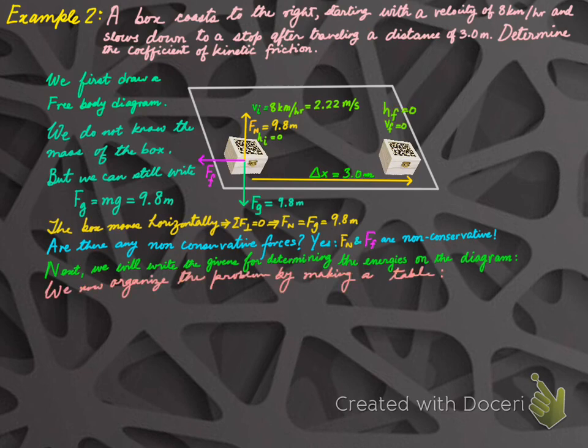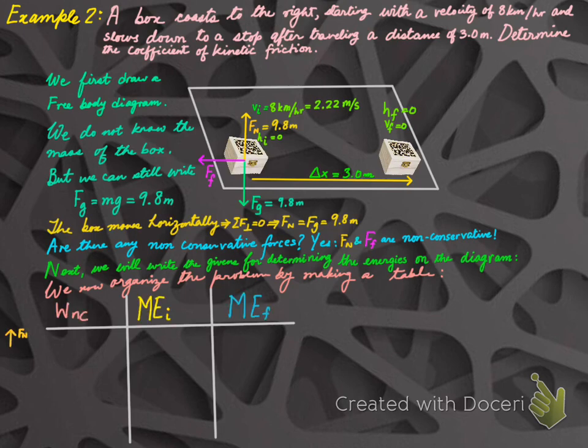Now we're going to organize the problem by making a table. The final velocity is 0 because we said that the box coasts to a stop. And the final height, as I mentioned before, is also going to be 0. Again, I make the same chart that I did for the first example.